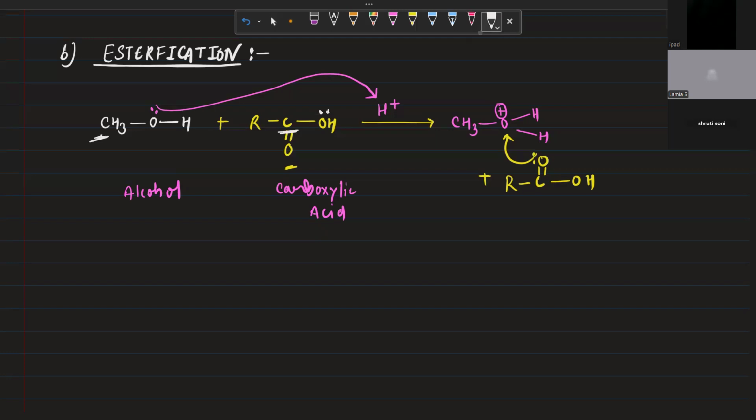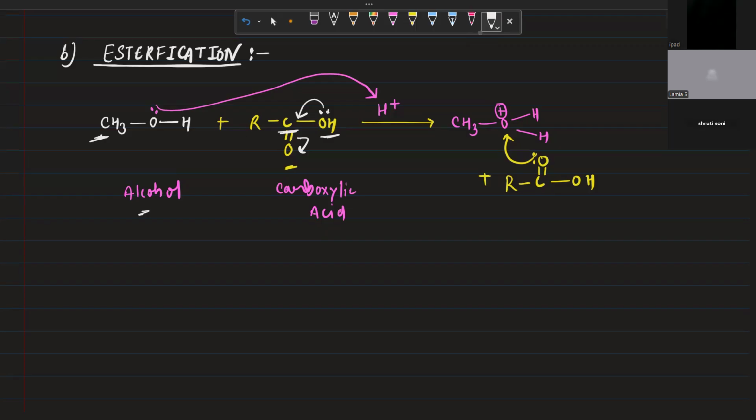So in the process here, the lone pair will come to this carbon, like this. So these lone pairs of oxygen are used in resonance. These lone pairs are coming into resonance, so they are not free as compared to alcohol.